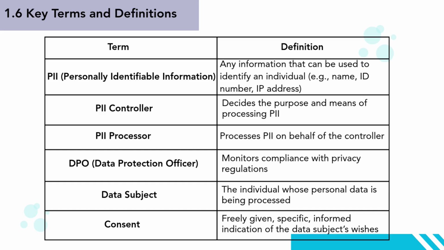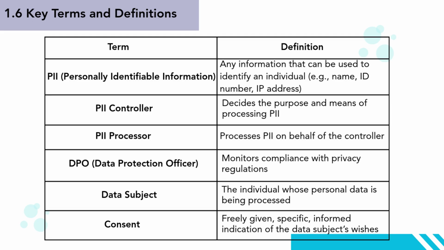The roles and responsibilities are clearly defined. The PII controller is the decision-maker who determines why and how personal data is processed, while the PII processor acts as a service provider handling data on the controller's behalf. The data protection officer serves as the compliance watchdog, ensuring the organization meets all privacy regulatory requirements.